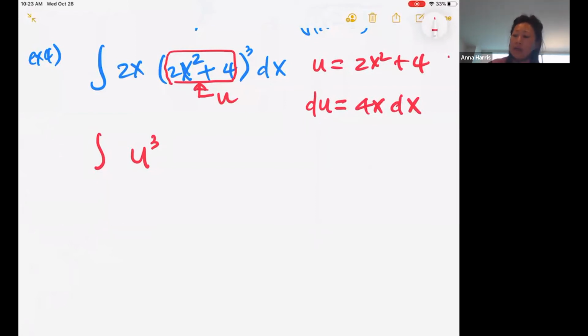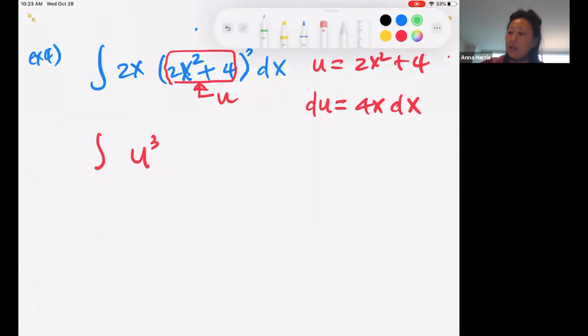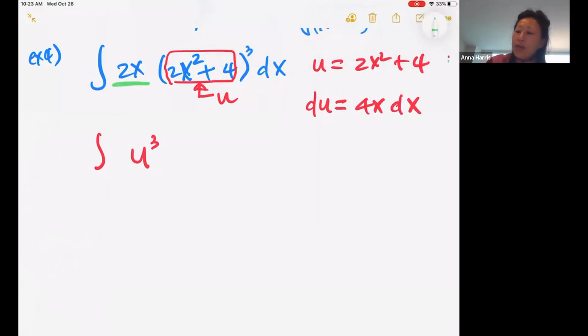So you're going to compare again. Everybody watch. I am left with 2x and dx, but what I need is what? 4x. So I will do just like I did before. I put the 2 in the front, right? And then I'm going to put this x and dx together.